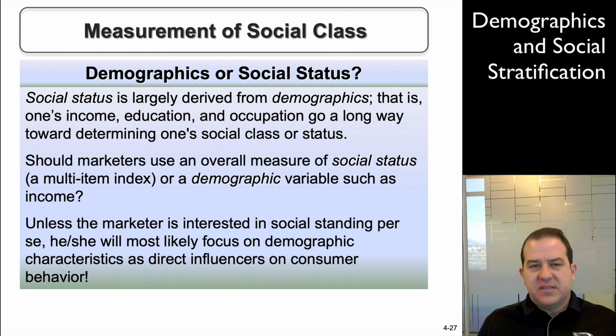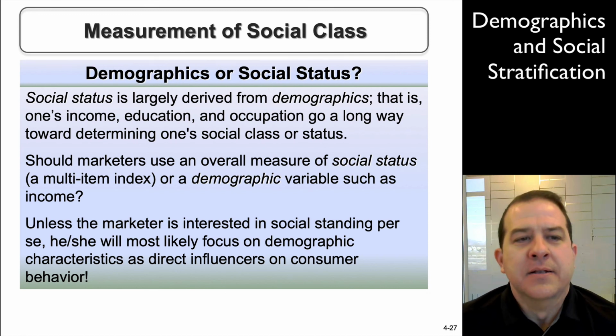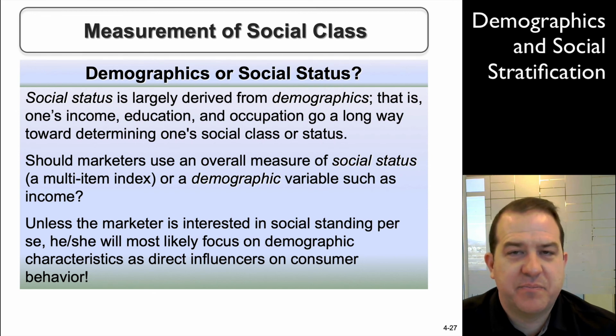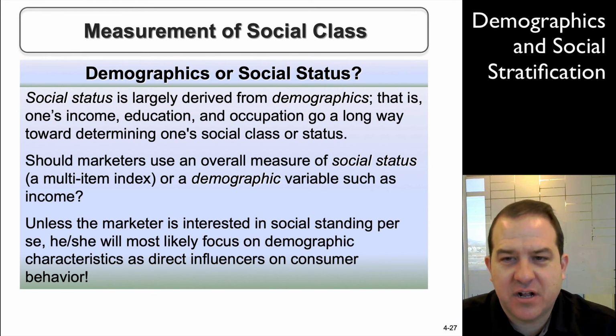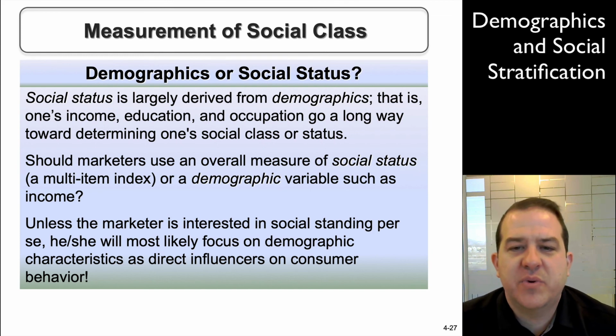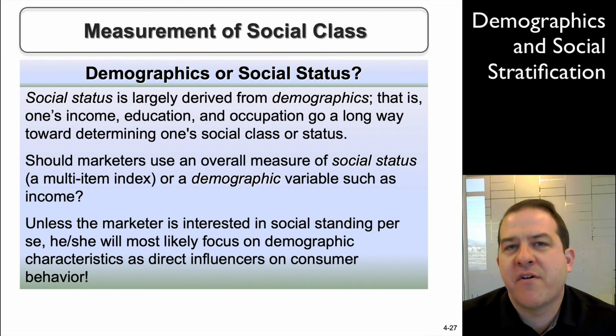So, we've been talking about this a lot today, but how do we measure it? And do we use demographics or social status? So which one, chicken before the egg kind of thing, which one means I got here because of X? And so the social status is largely derived from demographics, because that's one's income, education, occupation. They go a long way to determining one's social class or status. So should we use the overall social status or a demographic variable such as income?